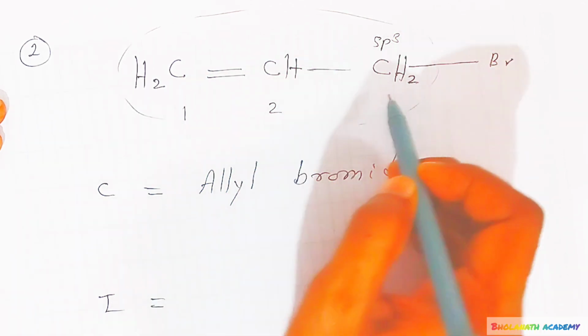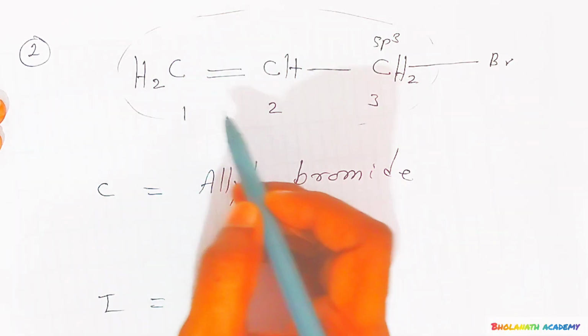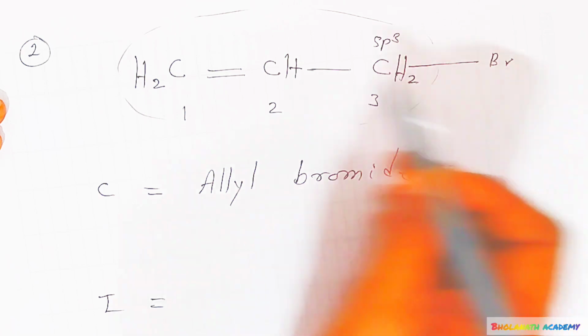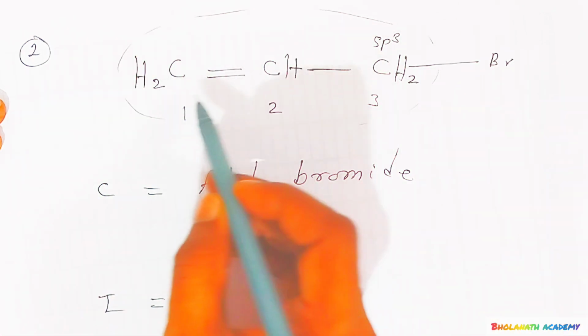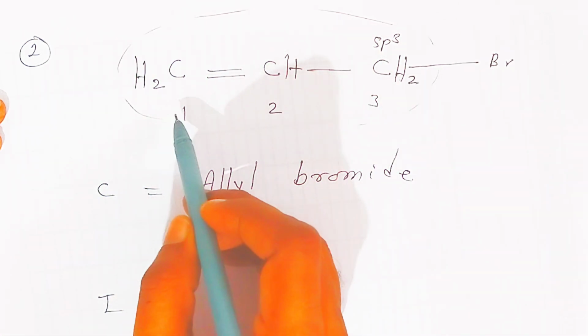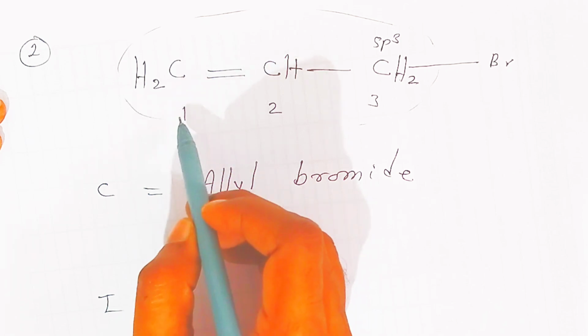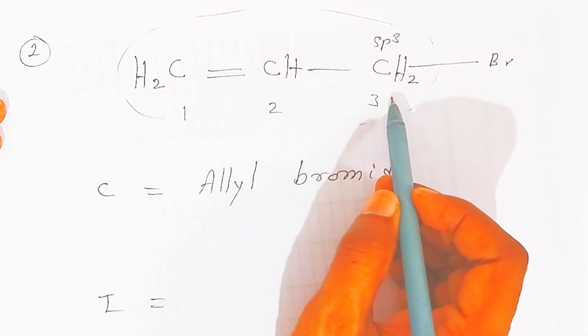So 1, 2, 3. Here, students, we have to start numbering not from the substituent, because here the double bond is very important. We have to start numbering from this side. So for the longest chain of carbon, we have to do the numbering from here: 1, 2, 3. Understanding, students?